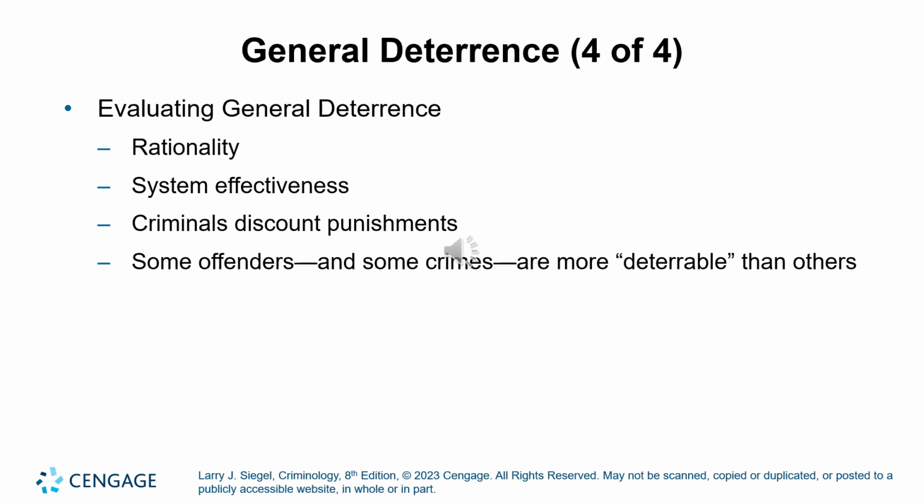If people believe the system won't hold them accountable, deterrence breaks down. Another factor is that criminals often discount punishments. They may believe they won't get caught, or they may downplay the seriousness of the consequences, which weakens the deterrent effect. And finally, we know that some offenders and some types of crime are more deterrable than others. Planned economic crimes tend to be more responsive to deterrence, while impulsive or emotionally driven crimes are less influenced by the threat of punishment. Overall, general deterrence has strengths, but it also has its clear limitations.